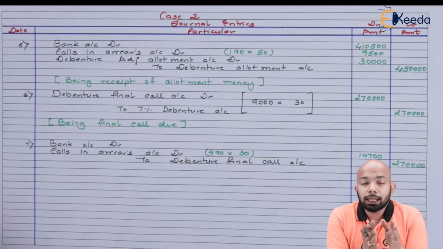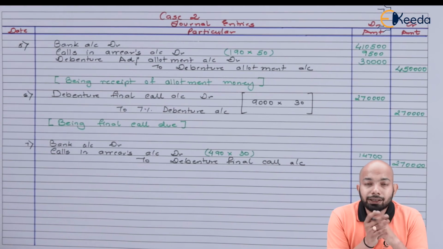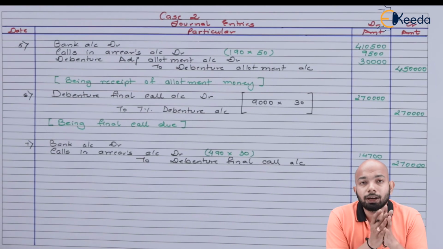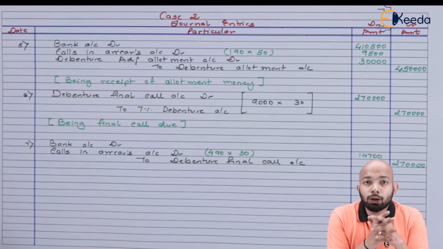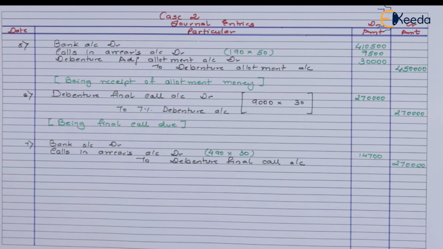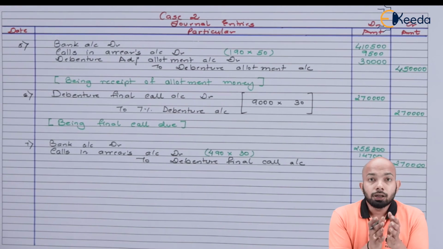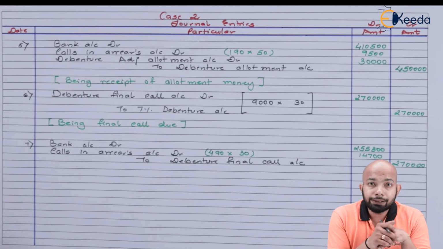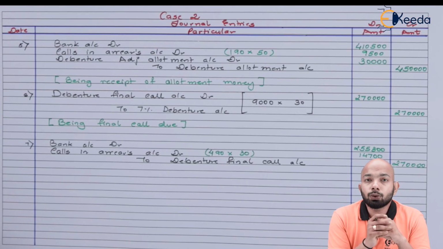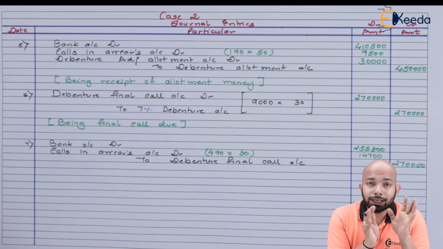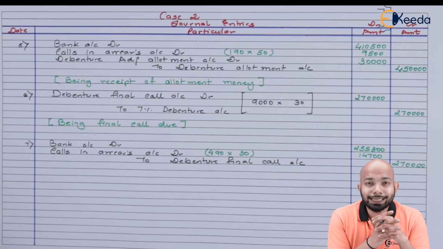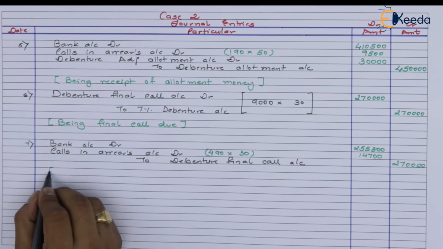Out of 2,70,000, if you subtract this 14,700, we'll get the amount that we have received, and that will be the bank column total. So the total of money that we have received in our bank column is 2,55,300, which has been mentioned. Let's mention the narration of this last entry here, and then we'll move on to the preparation of the balance sheet.